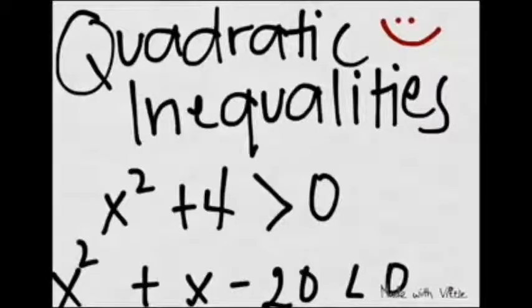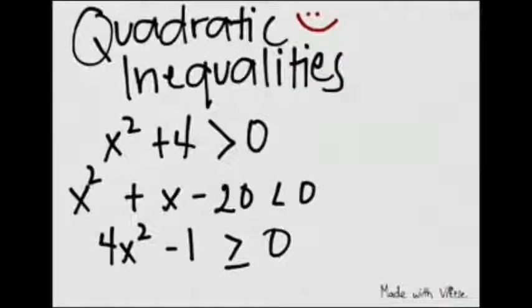Quadratic inequalities. In solving quadratic inequalities, you will encounter equations that look like these. The difference between a quadratic equation and a quadratic inequality is that a quadratic equation uses an equal sign, but a quadratic inequality uses a less than, greater than, less than or equal to, and a greater than or equal to sign. Quadratic equations are used to find points, but in quadratic inequalities, we find intervals.